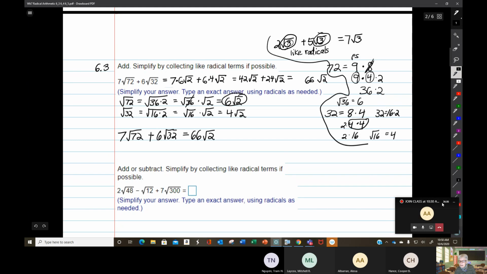Okay, we're going to do the same kind of thing over here. I'm going to look at the square root of 48. I'm going to look at the square root of 12. And I'm going to look at the square root of 300. Don't let hundreds scare you. This is really 3 times 100, and 100 is a perfect square. So that's actually going to be the easiest number to break down.